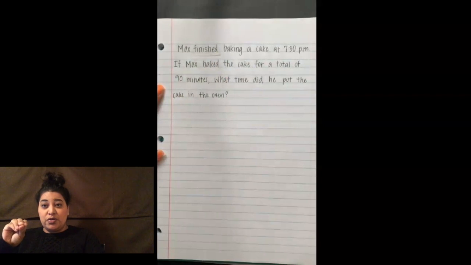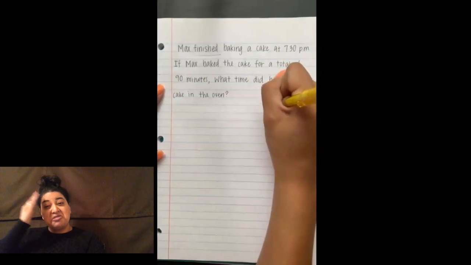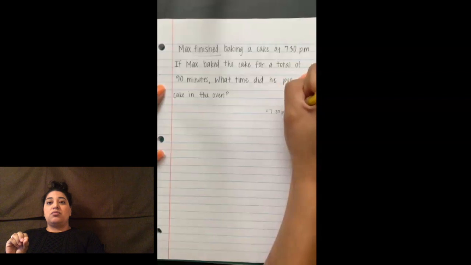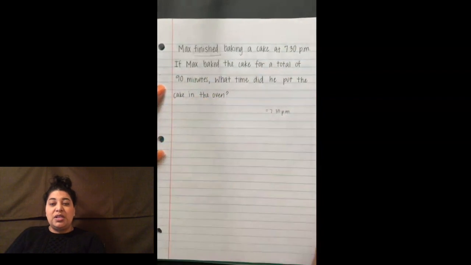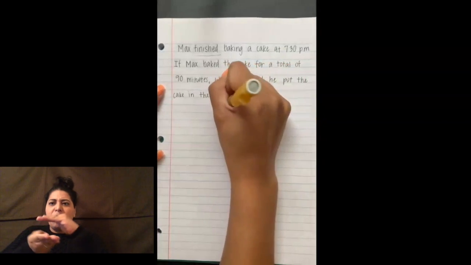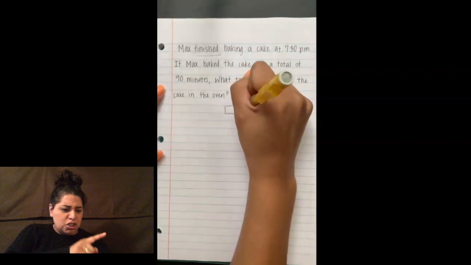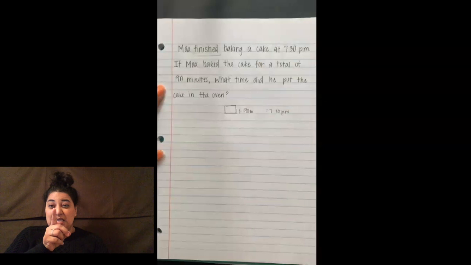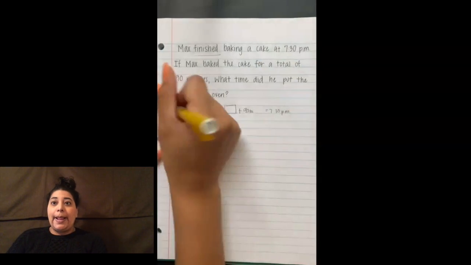at 7:30. Okay, so we know that the time is actually going to equal 7:30 p.m. Okay, if Max baked the cake for a total of 90 minutes, so it has to be our start time here plus 90 minutes is going to equal our 7:30 p.m. So just like we did last week, we're going to start with the number line.